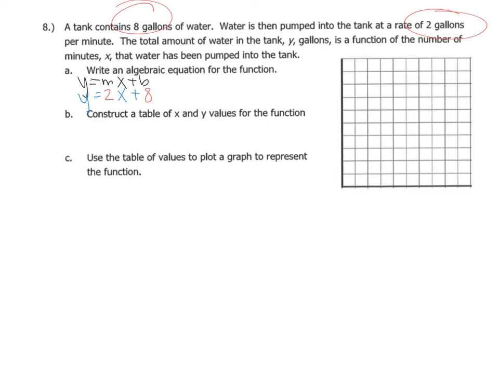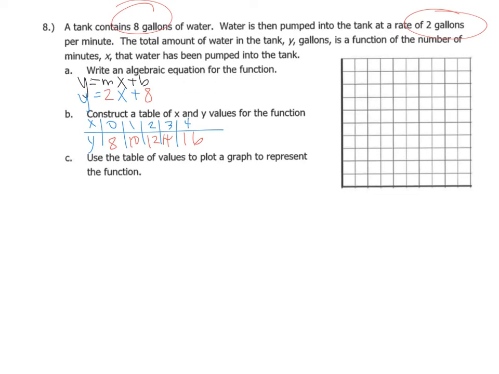If we were to make a table of x and y values, we're going to start at 0 and go up to 4. So 0, 1, 2, 3, 4. At 0, there are 8 gallons still, right? And it increases by 2 each time. So 10, 12, 14, 16.